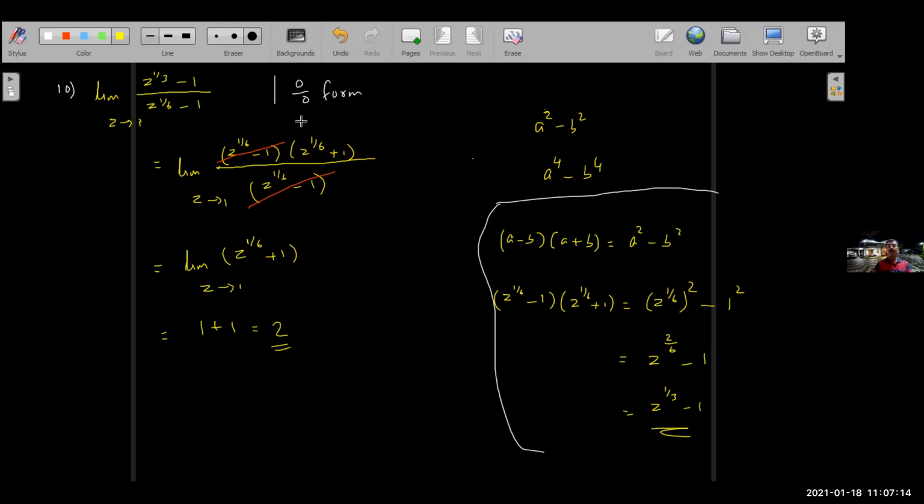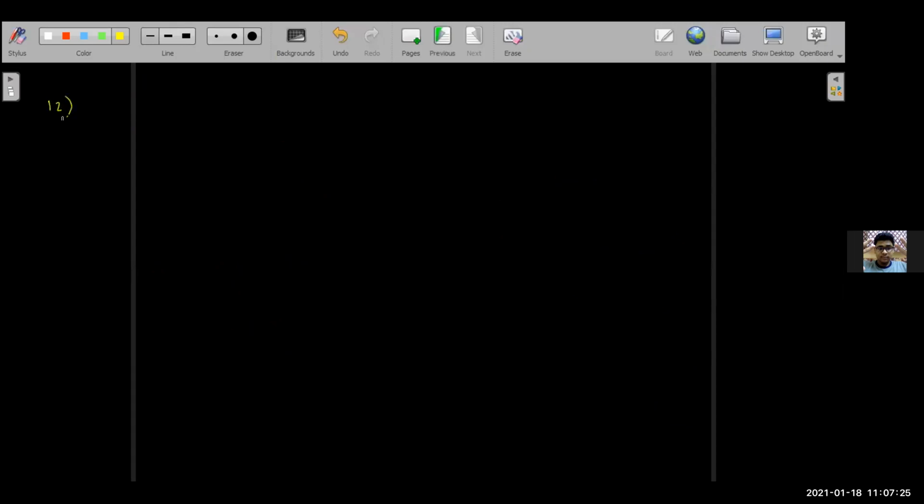Now coming to 12th one. Did we complete it? Now start doing 12th one. Limit x tends to minus 2. We read it in this way, and even we write also in this way. Limit x tends to minus 2, of 1 by x plus 1 by 2, divided by x plus 2.